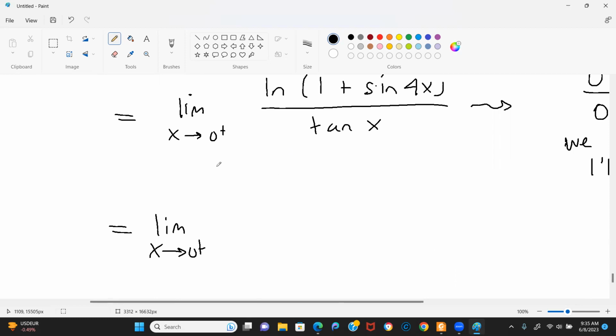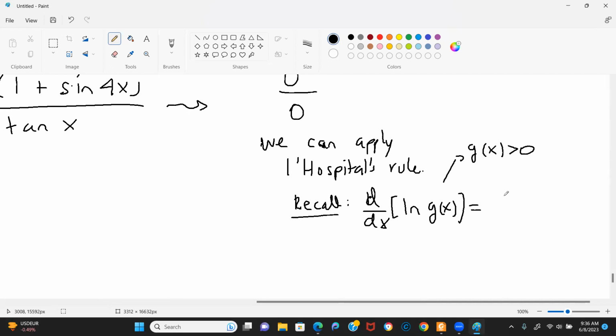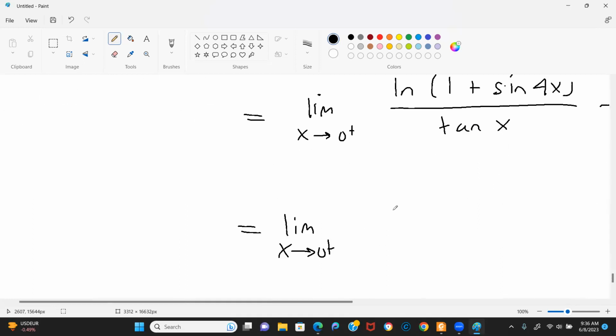So the derivative of ln of 1 plus sine 4x is going to be the derivative of the inside function over the inside function. Remember, that's how the derivative of natural log works. So maybe I'll write that on the side. So recall, if you take the derivative of ln of g of x, where g of x is always positive and differentiable, of course, so it has all the nice properties, the derivative is g prime of x over g of x. You can see that by the chain rule.